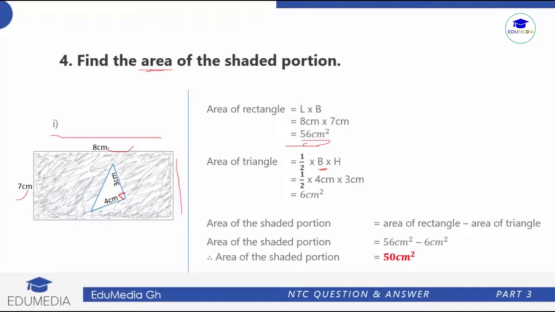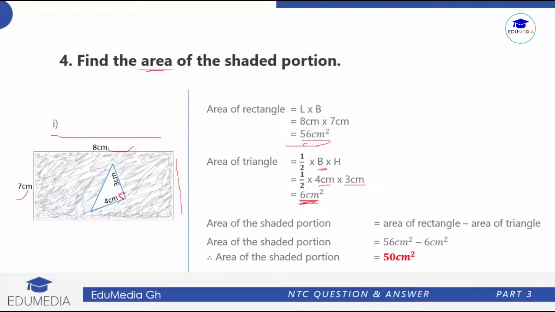So half times base times height: the 4 is our base and the 3 is our height, so half times 4 times 3, and the answer there is 6 centimeters squared. Since it's also an area, it will be in squared. Now here we can just look for the area of the rectangle and stop there.